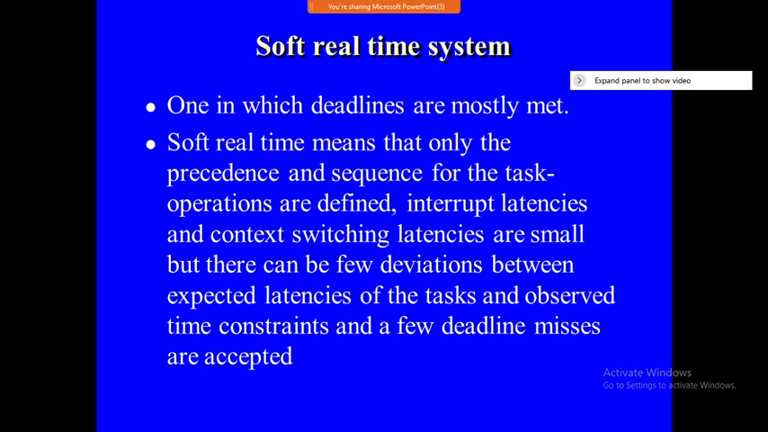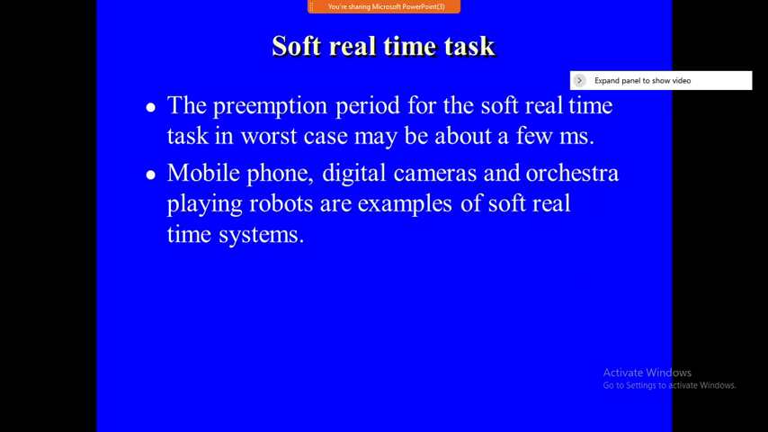Here small context switching latencies are accepted in the soft real time. In the hard real time they are not acceptable. Next, the preemption period for the soft real-time task in a worst-case latency may be about a few milliseconds. Only a few milliseconds are going to be accepted.